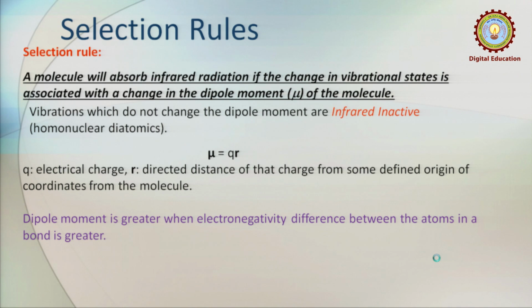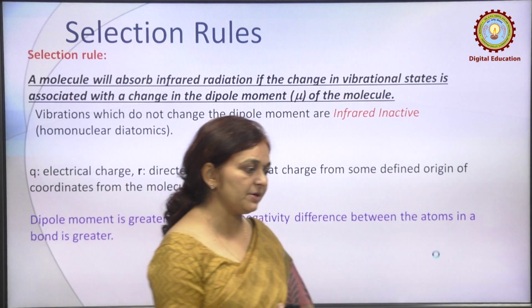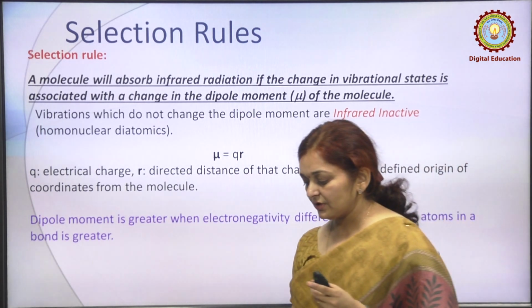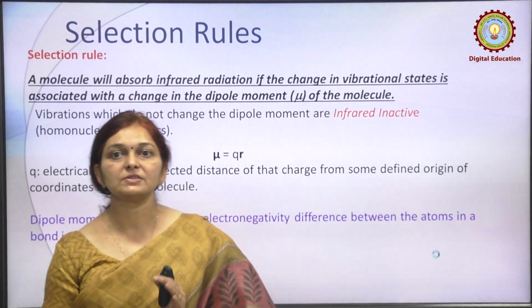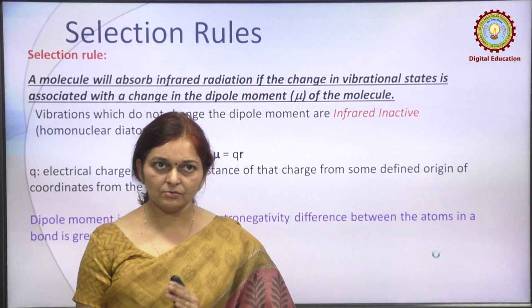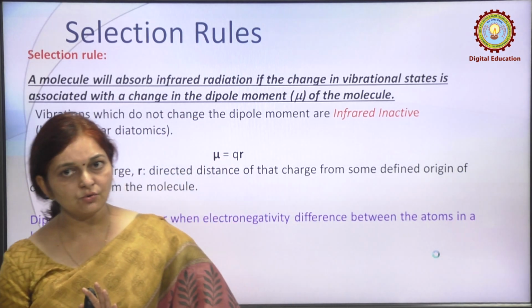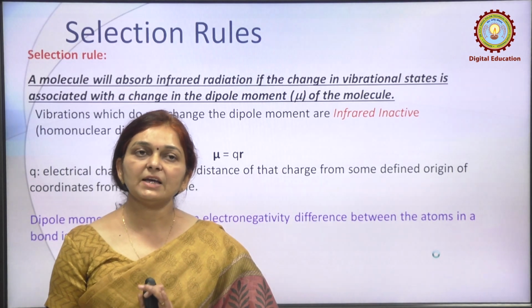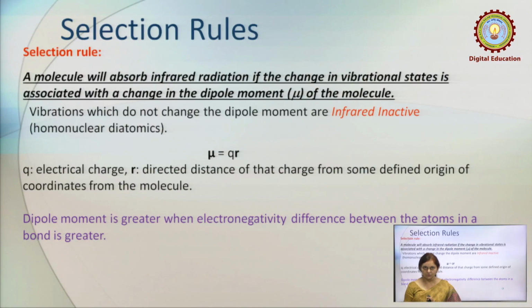Now, we are going to discuss the selection rule. The selection rule signifies which molecules are able to absorb IR radiation. Not all molecules absorb IR radiation, only those molecules which have a change in dipole moment, or a dipole moment present in the molecule, show absorption in the IR region.